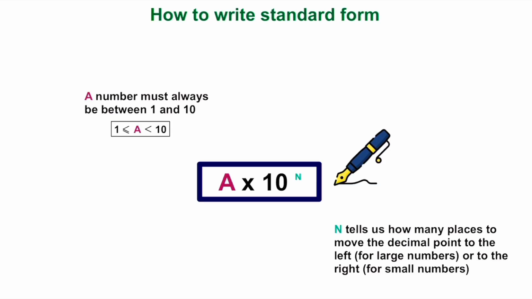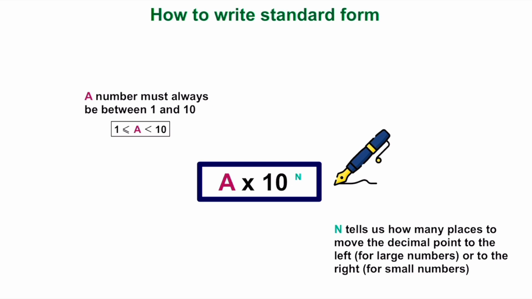So, how do we write standard form? Standard form follows a specific format. It consists of two parts, the mantissa, which we have labelled here as A, and the exponent, which we have labelled here as n. The mantissa is a decimal number greater than or equal to 1 but less than 10. The exponent tells us how many places to move the decimal point to the left for a large number or to the right for a small number.